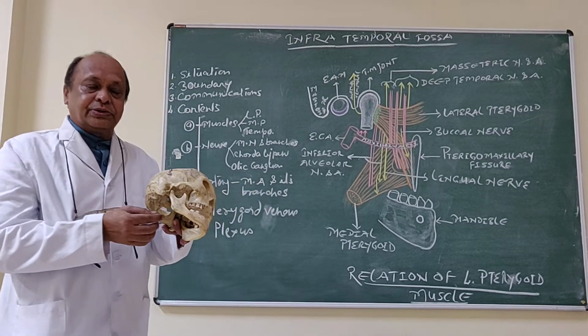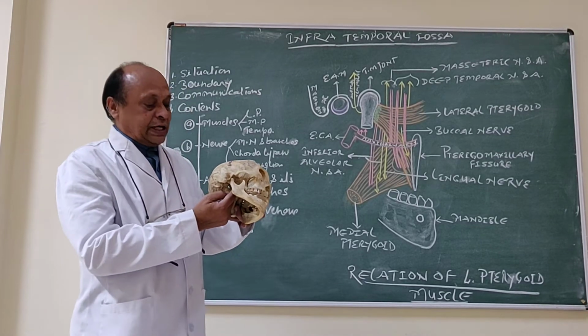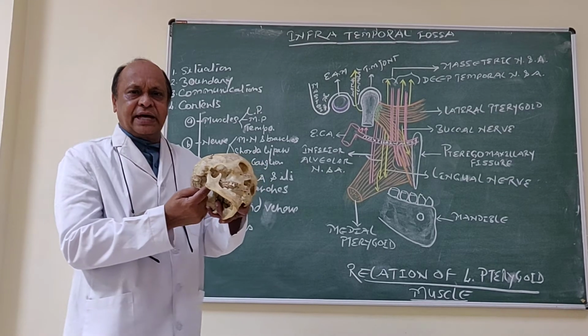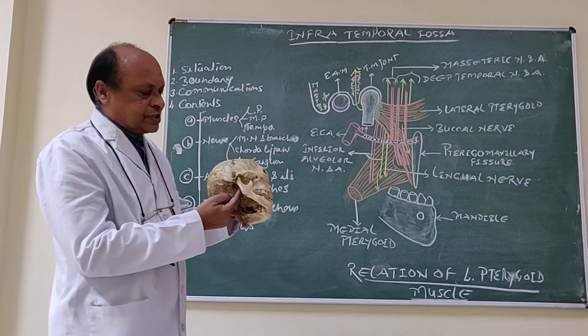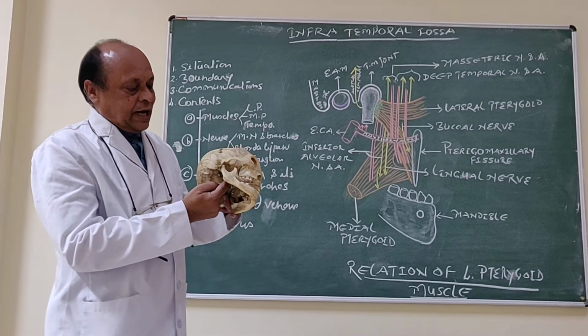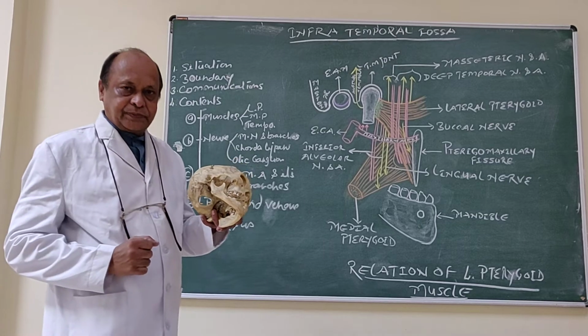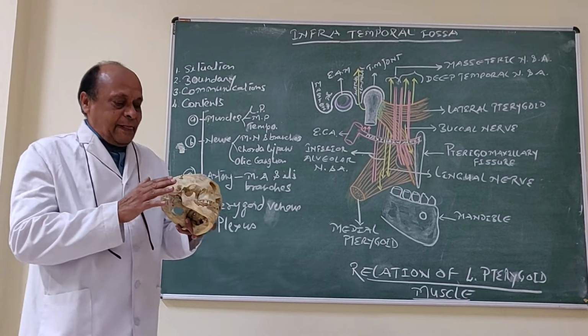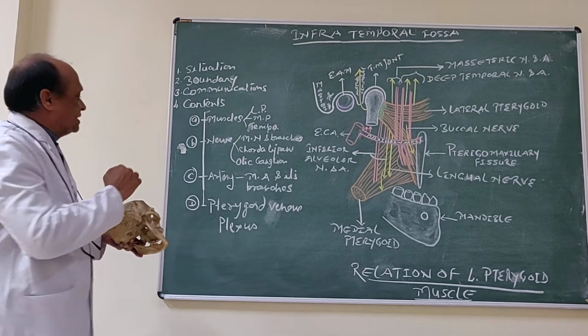Medially it communicates with the pterygopalatine fossa through the pterygomaxillary fissure. Now the pterygomaxillary fissure, as the name indicates, is a fissure which is situated between the pterygoid plate and the maxilla. Now these are the communications, and let us see the contents.